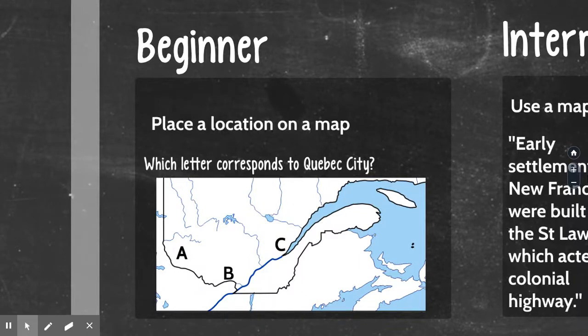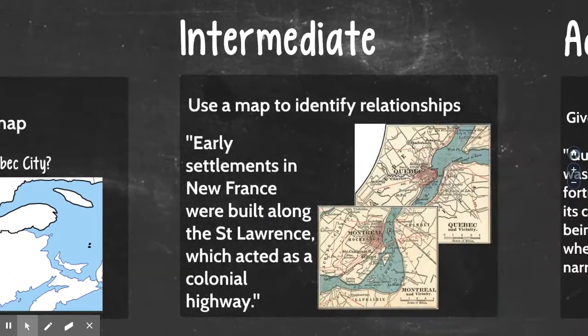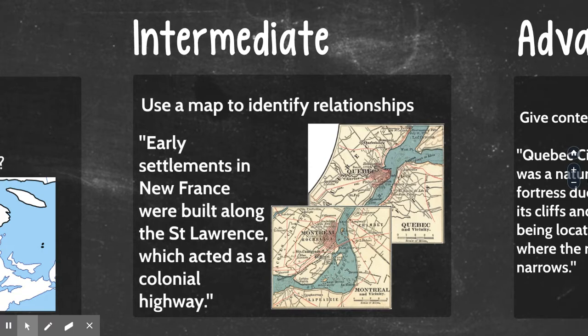The beginner kinds of questions will simply ask students to place a location on a map, and in this case, which letter corresponds to Quebec City. They'll know that it's C for any variety of reasons. It depends on how they were taught in class about the location of Quebec City. A more intermediate version will ask students to use a map to identify relationships on a map.